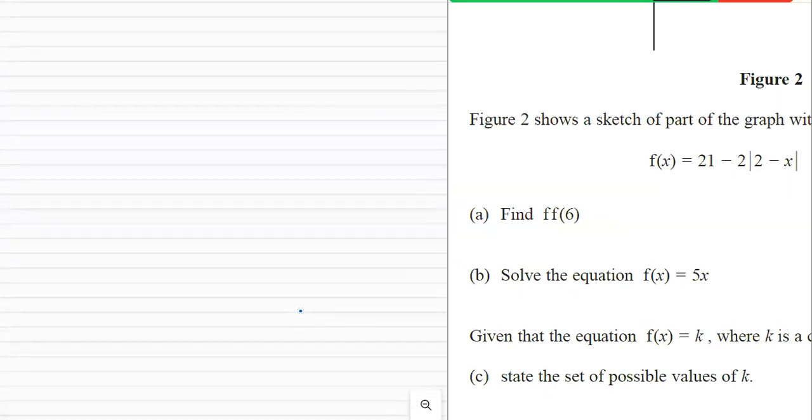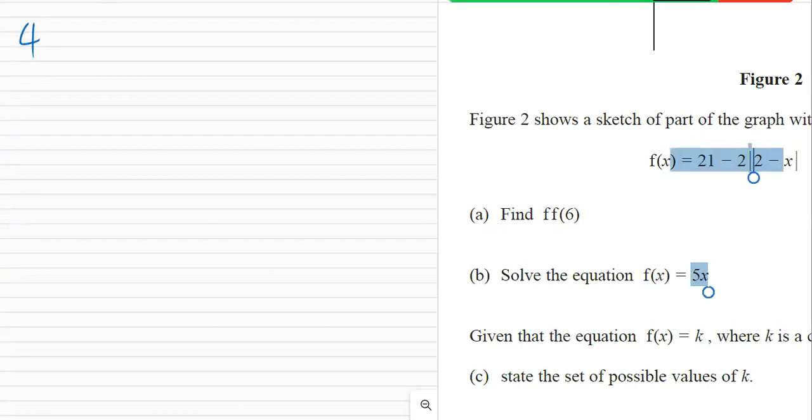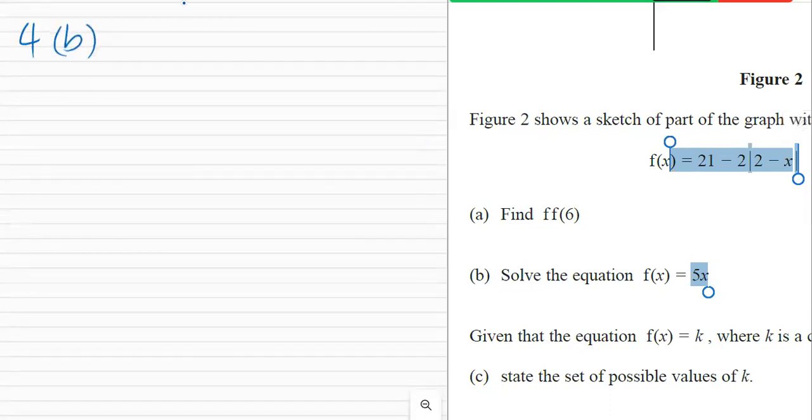4B asked us to solve the equation f of x equal to 5x. So that's just this whole thing equal to 5x. One way you could look at this, I suppose, is if you said, well, this is equal to 5x. And this is technically correct. I don't want to do it this way. I'm going to split this up into two options. When I look at the modulus part, I can see that because this is a modulus, it could be either negative or positive.